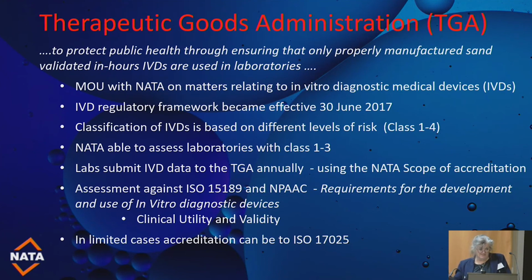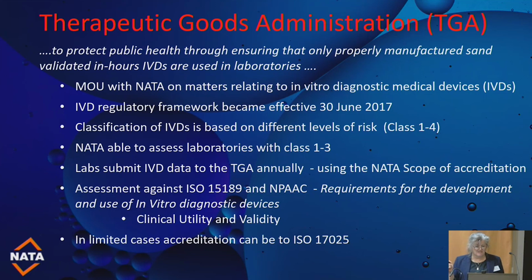The IVDs are based on level of risk, as you're probably aware. Most of them are class 1 to 3. Class 4 we don't really have anything to do with. That would be things like Ebola testing or some HIV testing, and they're the high risk ones, and the TGA do it directly with them. So yeah, we're able to do class 1 to 3. Labs have to submit their IVD data annually to the TGA, and they basically use the NATA scope of accreditation. So that's why we have an extra column, which isn't displayed on the website, but you will see the class. It shows the class of IVD, and they use that directly from us.